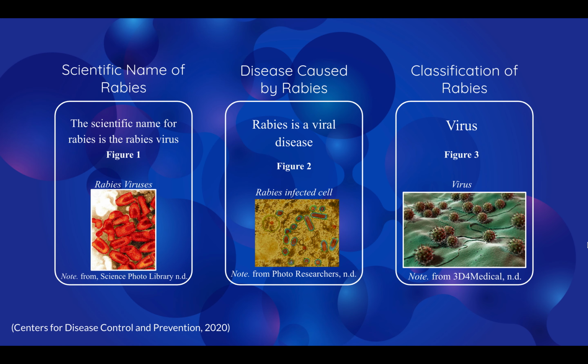the classification. The scientific name given to rabies is the rabies virus, but most people just refer to it as just rabies. Rabies is a viral disease and is classified as a virus. In figure 3, the image shows you what a virus in general looks like.